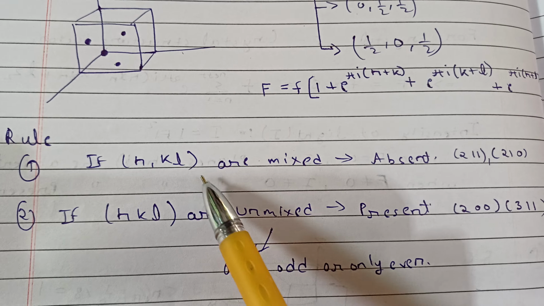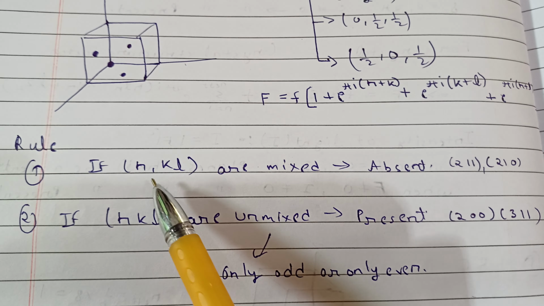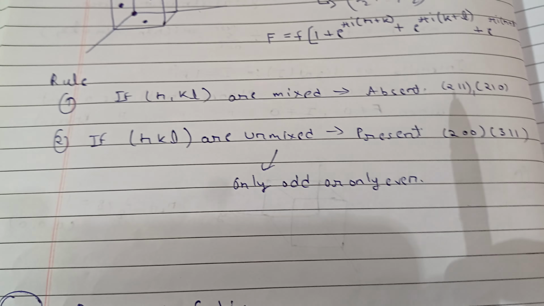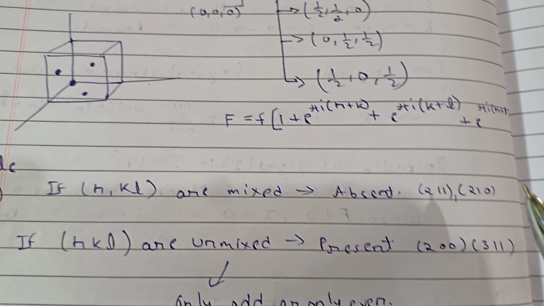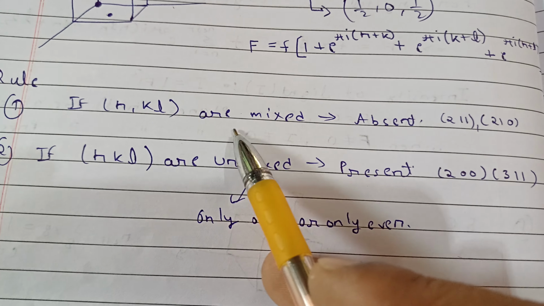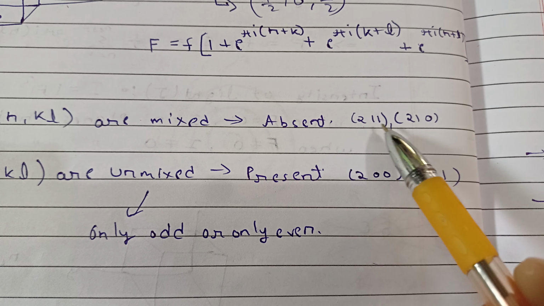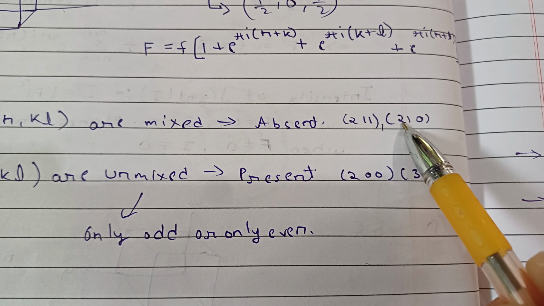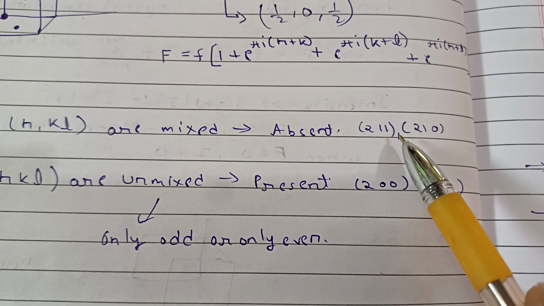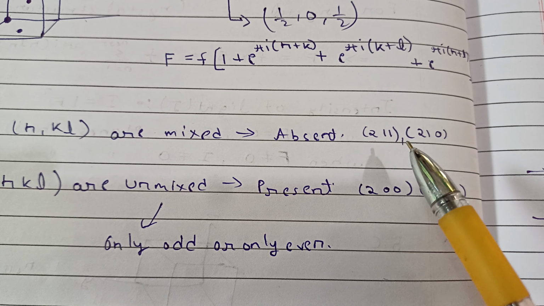If h, k, l are mixed, what is the meaning of mixed? It means this hkl will have odd and even terms, like 1 0 0, 0 1 1. Let me give you the example. If hkl are mixed, inside you have one even term and two odd terms, or two even terms and one odd term. So we will call this mixed. And if all are even or all are odd, then we will call it unmixed.